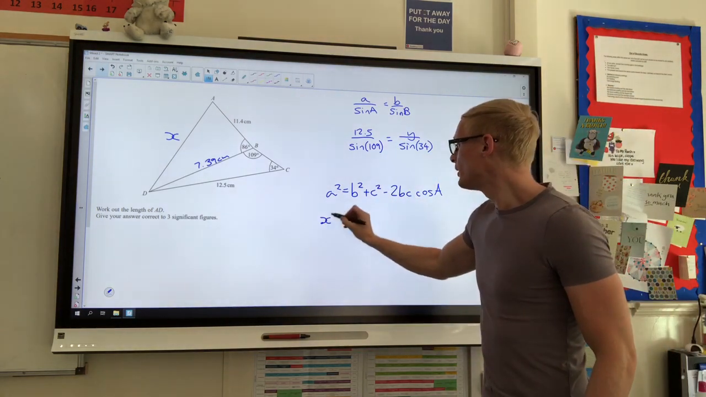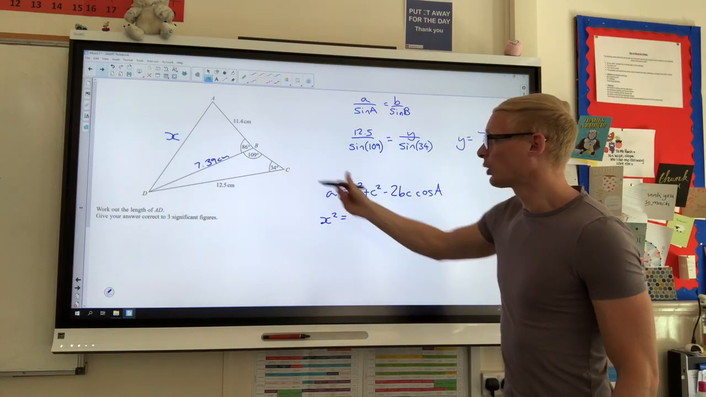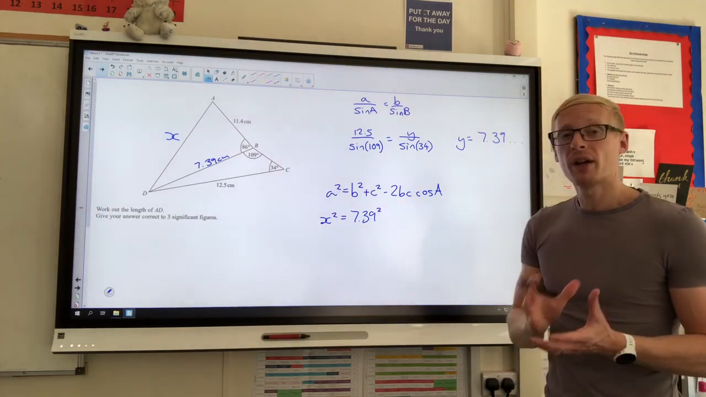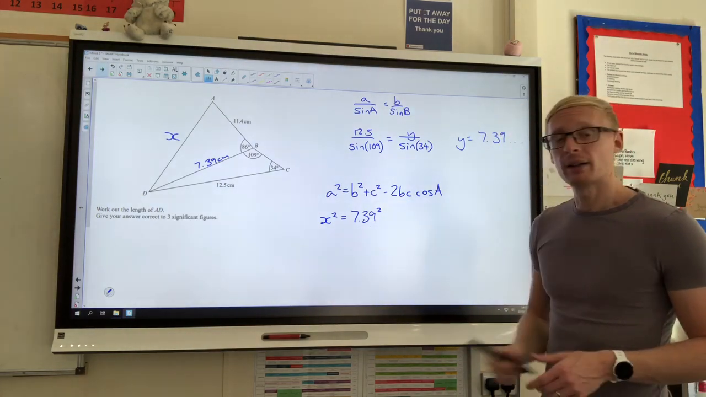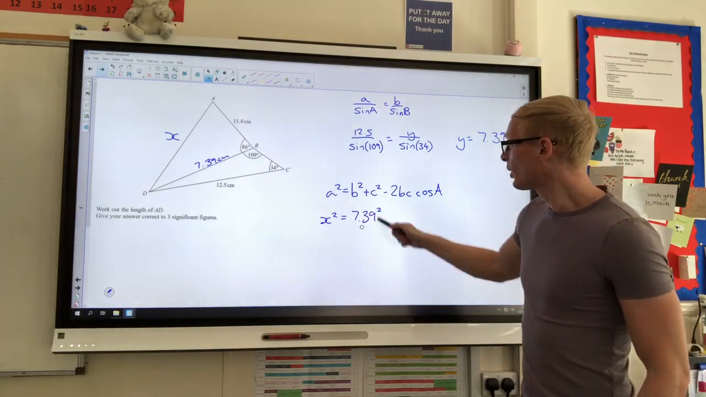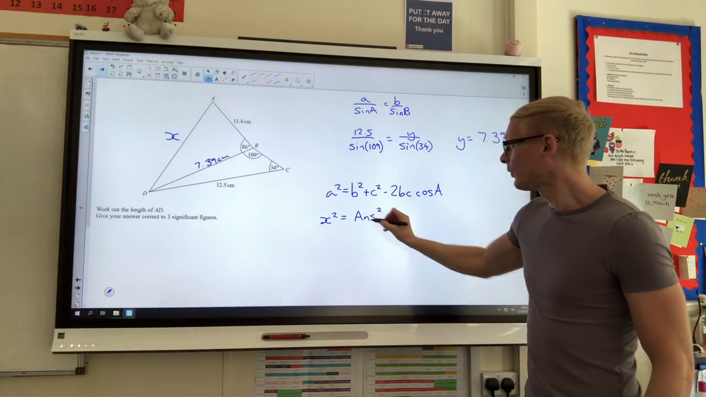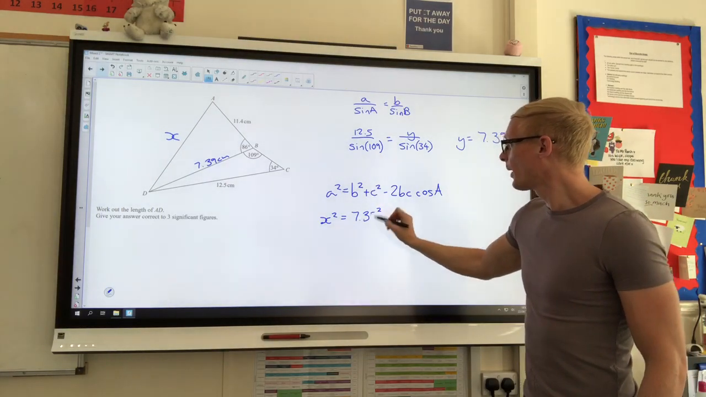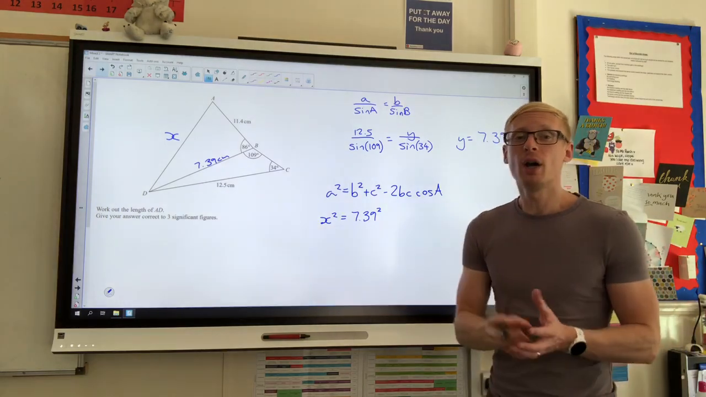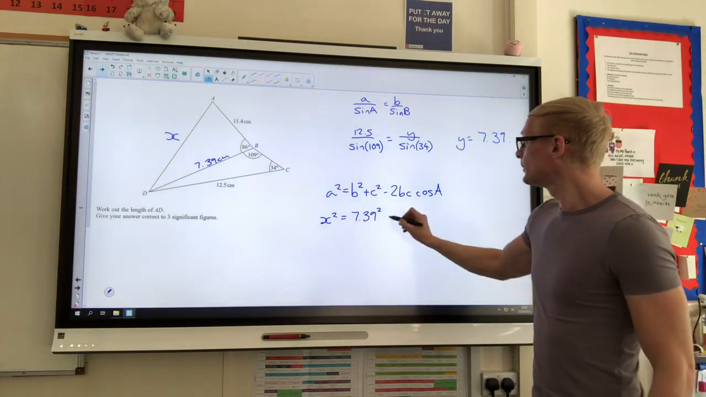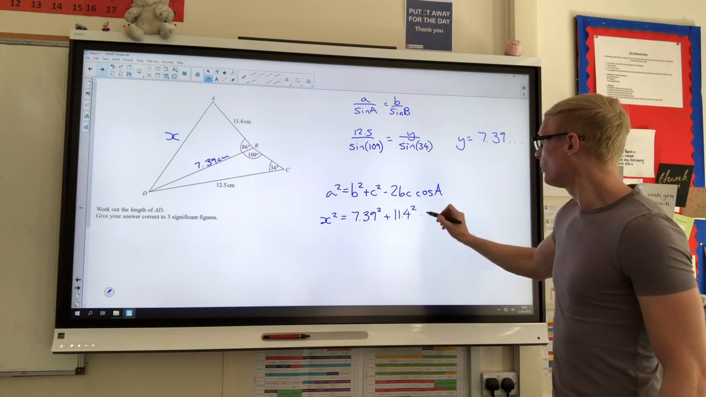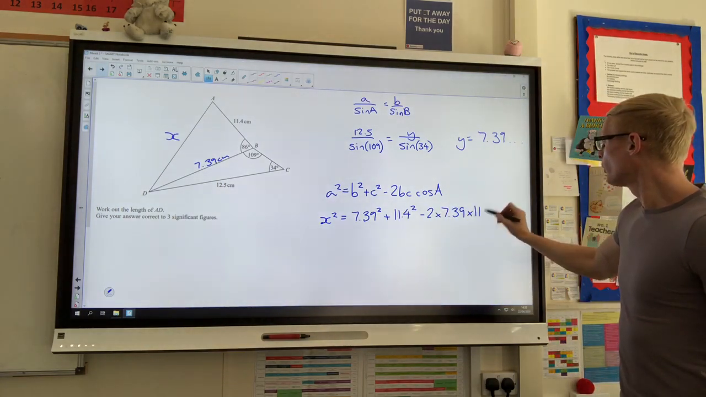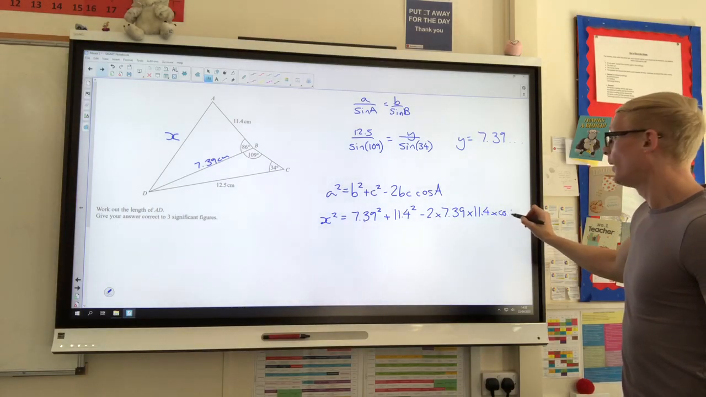What I've got here is x squared equals, and then if I call that b and that c, I'm going to go 7.39 squared. Now, one thing I would say at this point is I wouldn't be typing that into my calculator, I'd be using the answer button. So actually when I type that into my calculator, I'd be doing that. Okay, now for the purposes of your working, that's fine. But when you're actually typing it into your calculator, use the answer button to keep it exact. Plus 11.4 squared minus 2 times 7.39, again, use the answer button, times 11.4 times cos of 86.